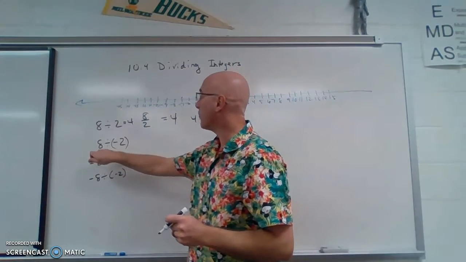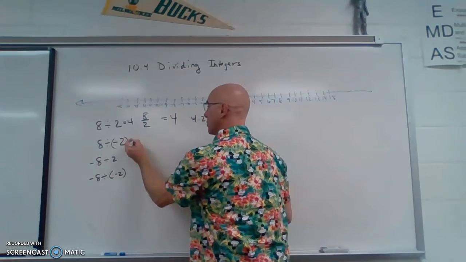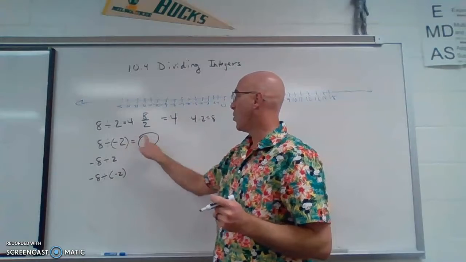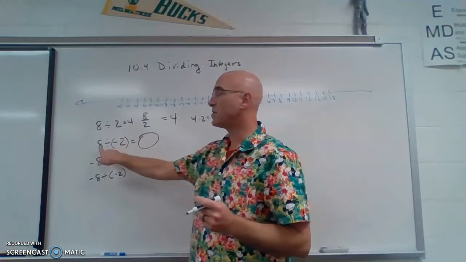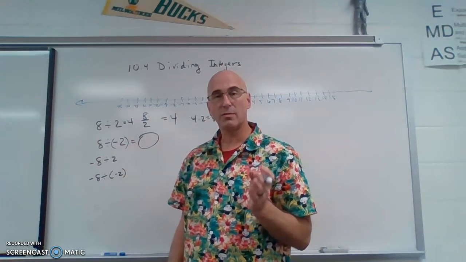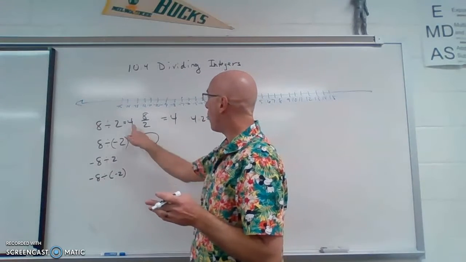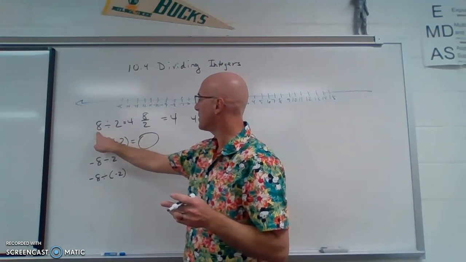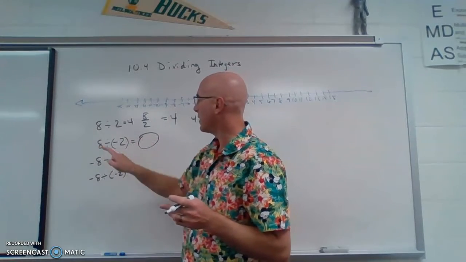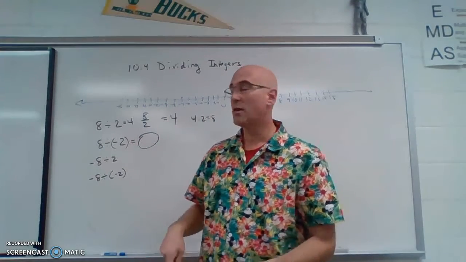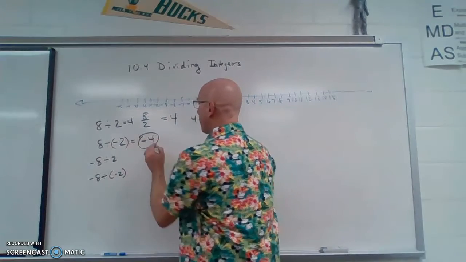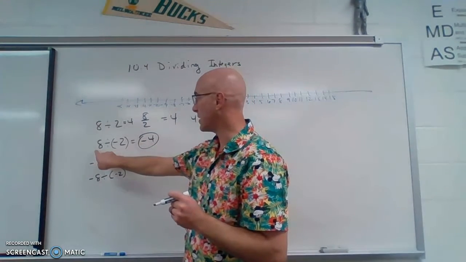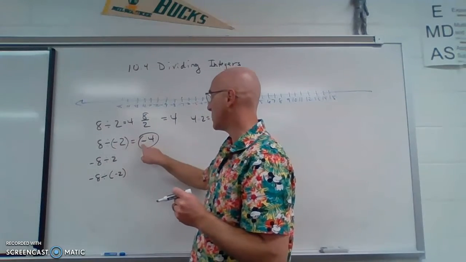Now what would happen if we had 8 divided by negative 2? So what we have to think about is what times negative 2 equals 8? Well, we know 4 times 2 is 8. Positive times a positive is a positive. What do we multiply by a negative to get a positive? Well, that would be another negative. So negative 4 times negative 2 is 8. In other words, 8 divided by negative 2 is negative 4.